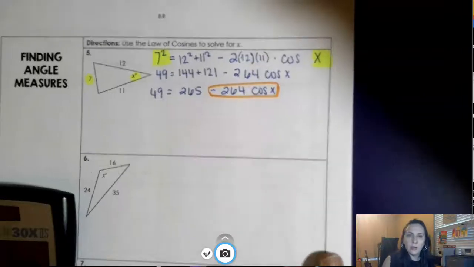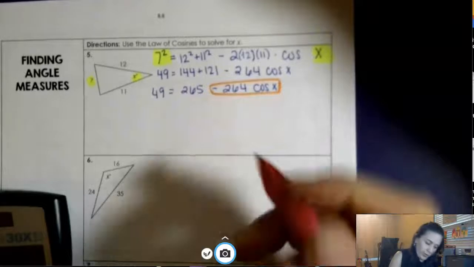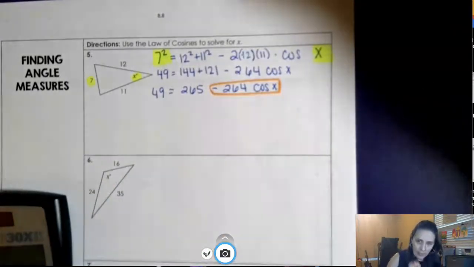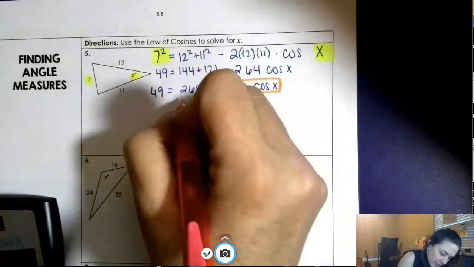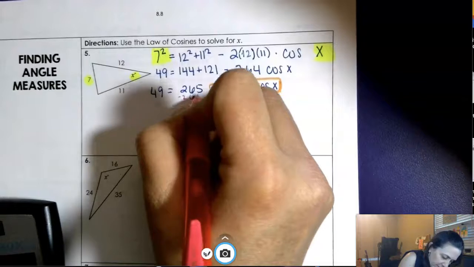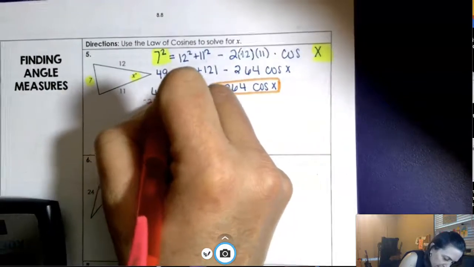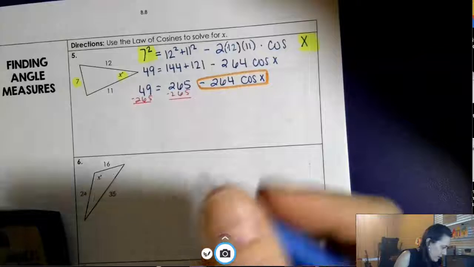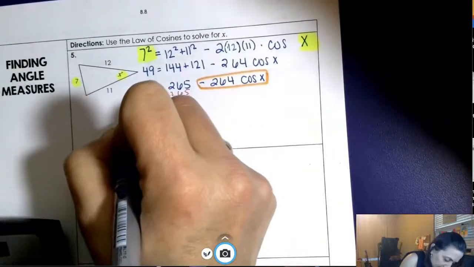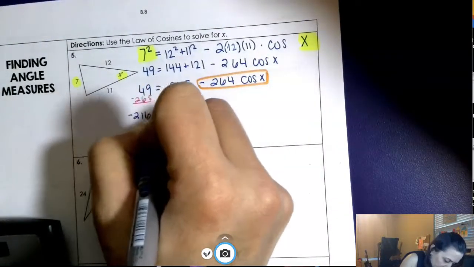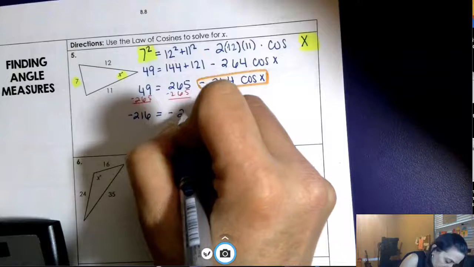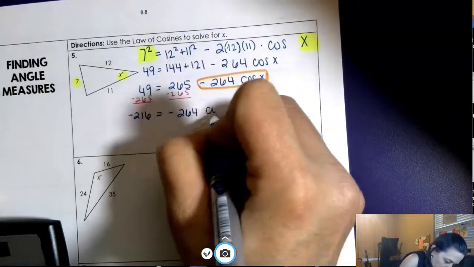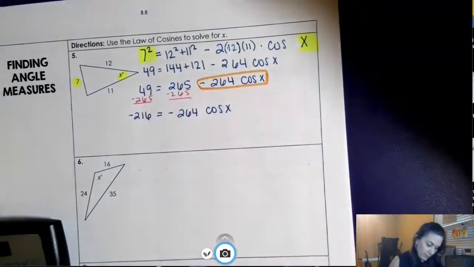Okay, so I get about here, and remember that in the orange, that piece is separate, so I can't really move that immediately. I'm going to subtract 265 from both sides. And I end up with a negative, which is a little bit ugly, but I do end up with negative 216 over here equals negative 264 cosine of x over here.